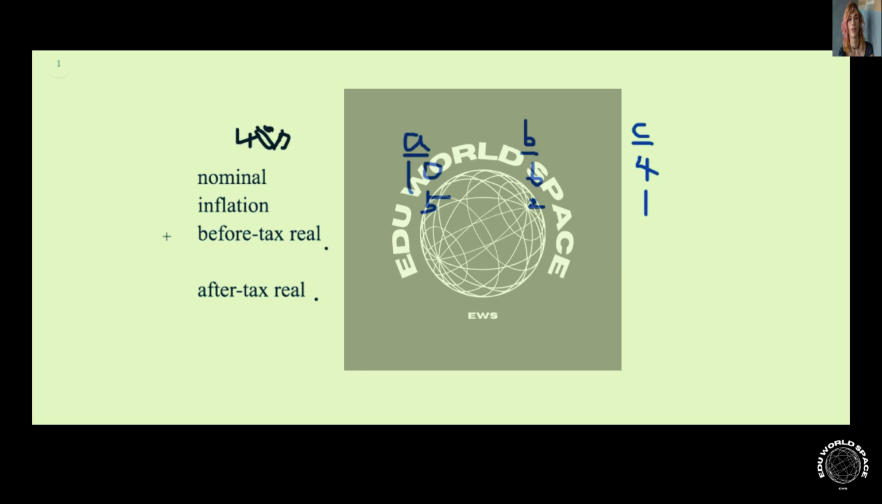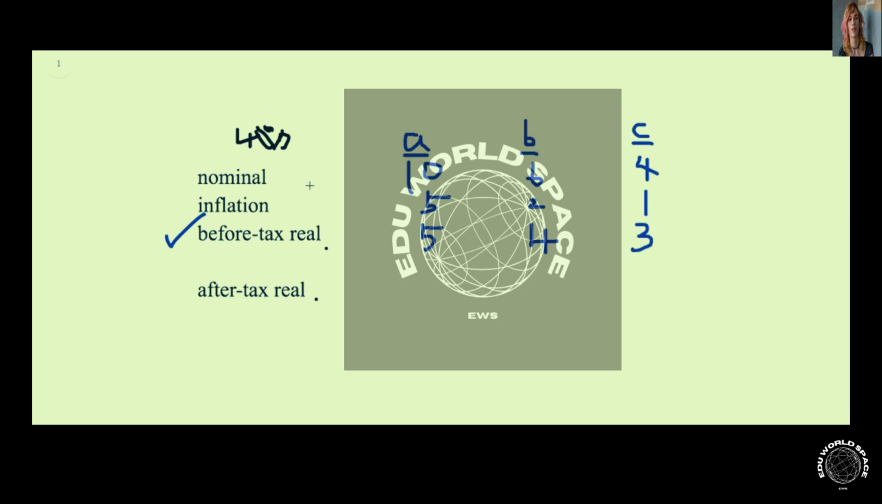So we first calculate this before tax real interest rate. So it is easy because the real interest rate is just nominal interest rate minus inflation. So 10 minus 5 is 5. 6 minus 2 is 4. And 4 minus 1 is 3. Okay, so we finished the first question.